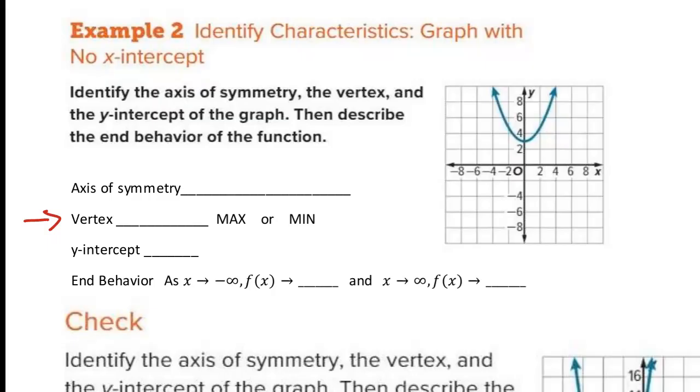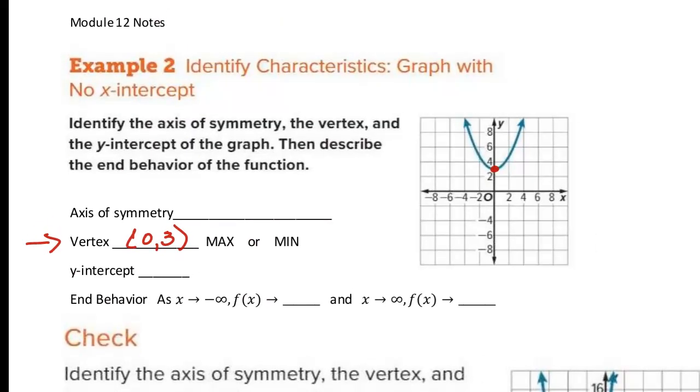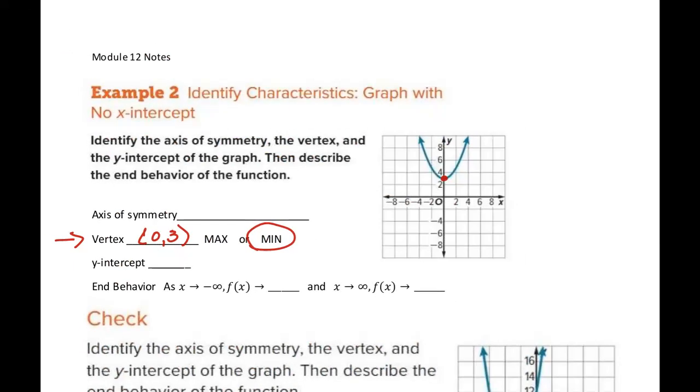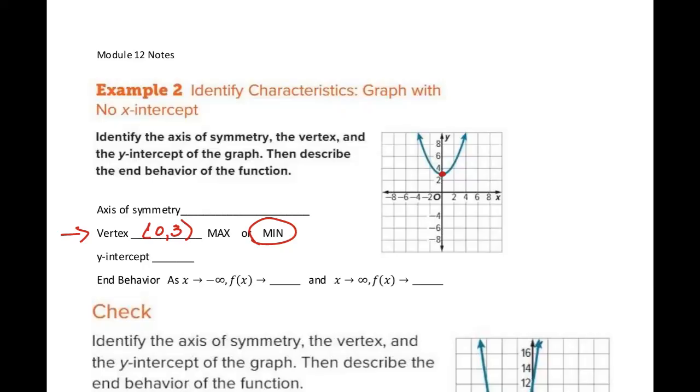(0, 3), yes. And yes, even though it is on the y-axis, I want you to give me both points, especially when it comes to the vertex, okay? So right here is your vertex. And is that a maximum or a minimum? Is that the highest point? No, it's the low. So that is the minimum, okay?